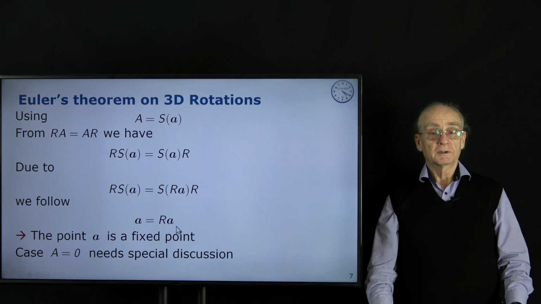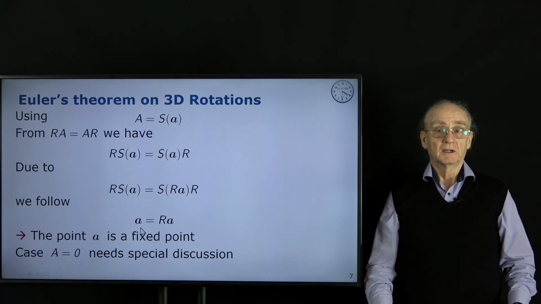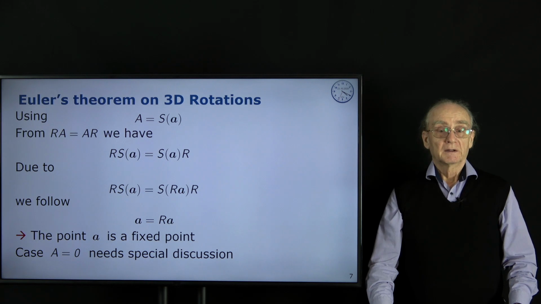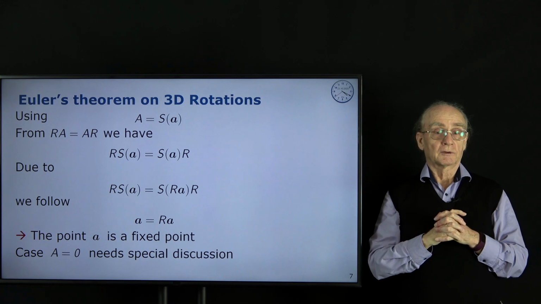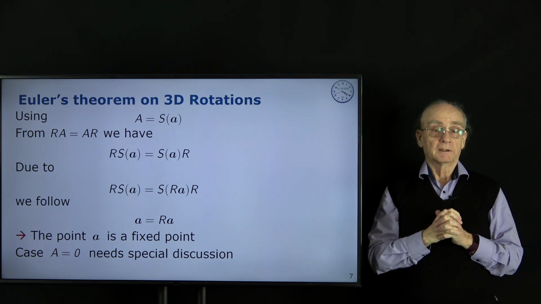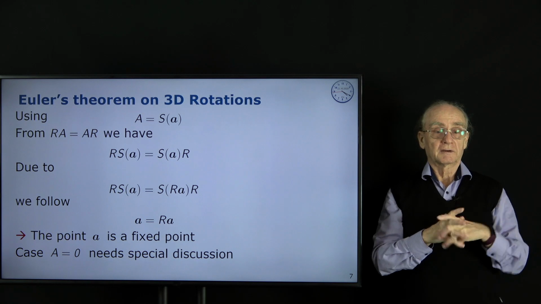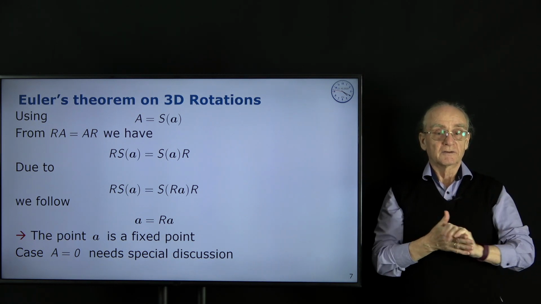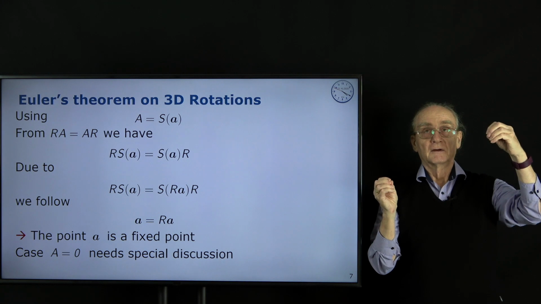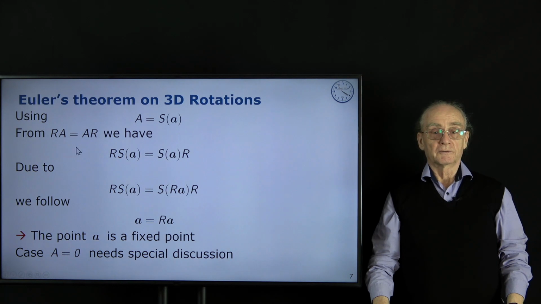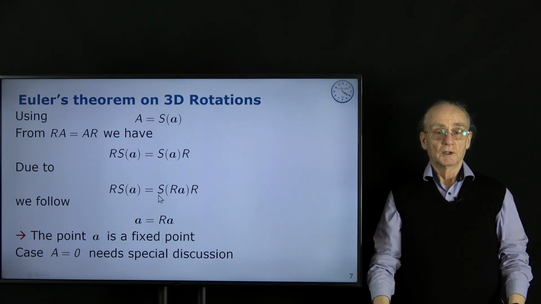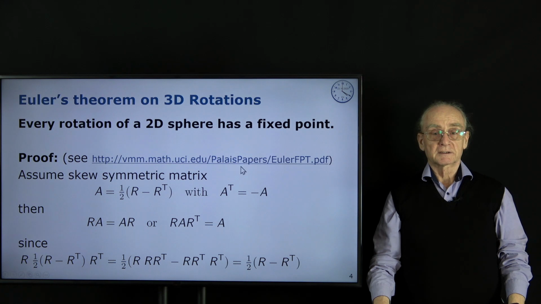What does it mean? If we take the vector a and rotate it, the vector stays at the same place. That means it's a fixed point. That means this vector a is a fixed point when we rotate the sphere. This is exactly showing that for any rotation matrix, we have a fixed point. Of course, there is the case that the matrix A is a zero matrix, that means we have a symmetric case, then the matrix A will be zero. This needs some special discussion, which is discussed in this paper here.